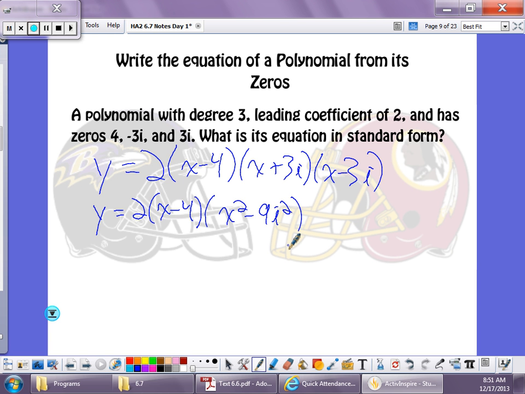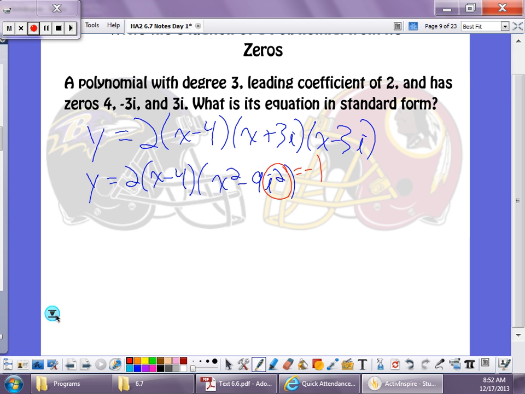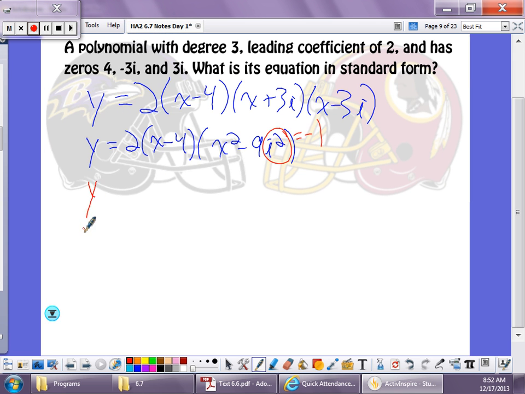But what does i squared equal? Negative 1. So i squared equals negative 1. So negative 9 times negative 1 is 9, right? So we'd get y equals 2, x minus 4, x squared plus 9. And remember, we're trying to get it in standard form, because i squared equals negative 1. So negative 1 times negative 9 is positive 9.